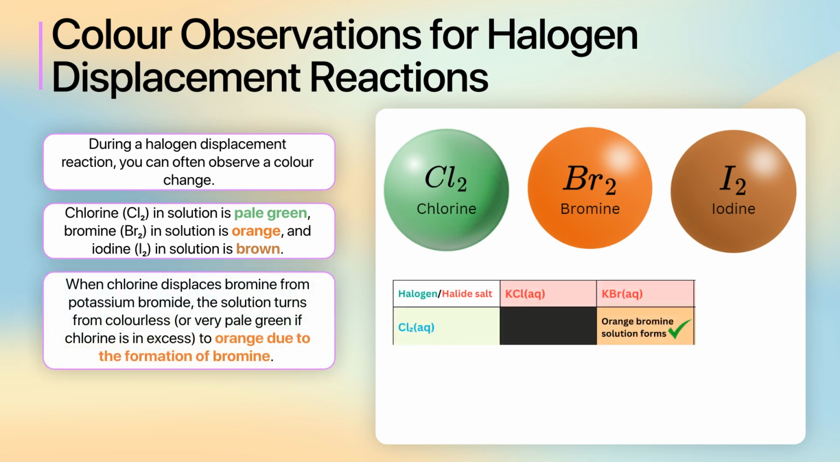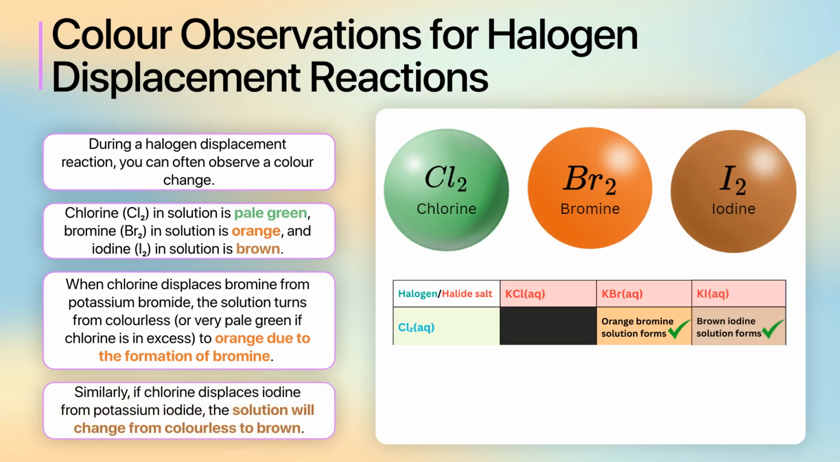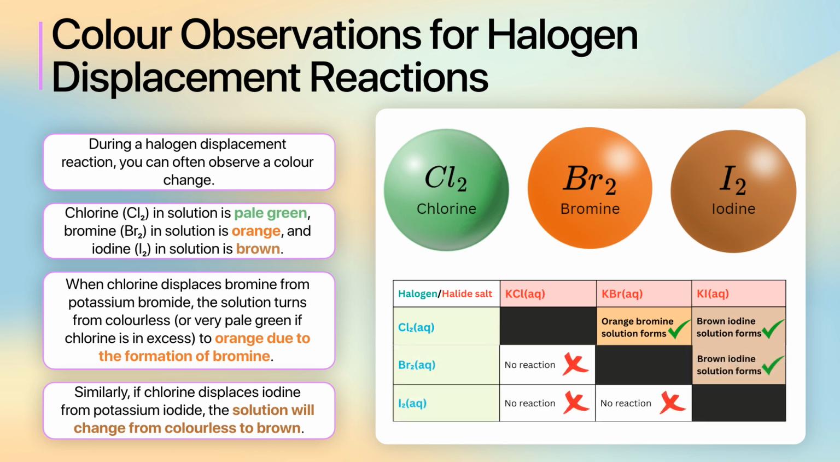When chlorine displaces bromine from potassium bromide, the solution turns from colourless, or very pale green if chlorine is in excess, to orange due to the formation of bromine. Similarly, if chlorine displaces iodine from potassium iodide, the solution will change from colourless to brown. The following table summarizes the color changes.